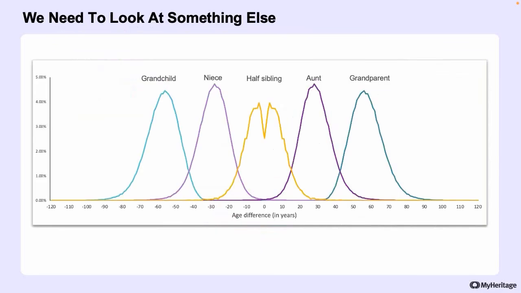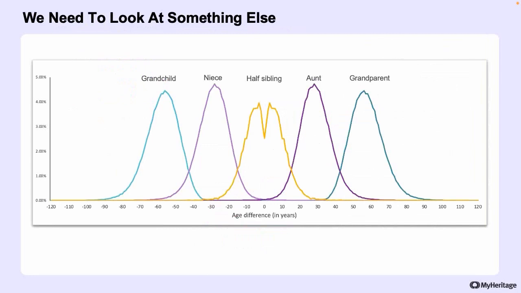And this is the point where our science team gathered a lot of data points, a lot of information from MyHeritage family trees. And they actually looked at the average age difference in each type of relationship.